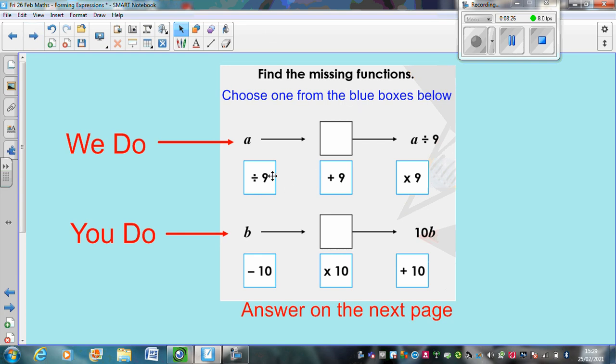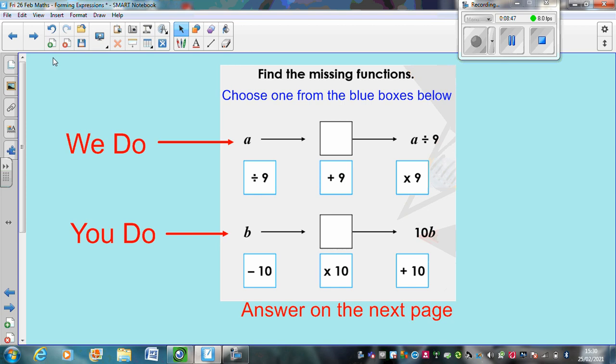Why don't you have a go at this? Choosing one of these 3 boxes to go in this box. Find the missing function. What do we need to put in here to create A divided by 9? And what do we need to put here to create 10B? Pause now and have a go at these questions.